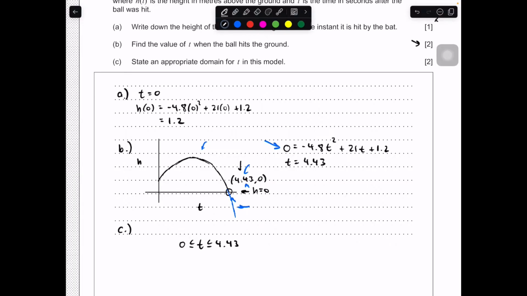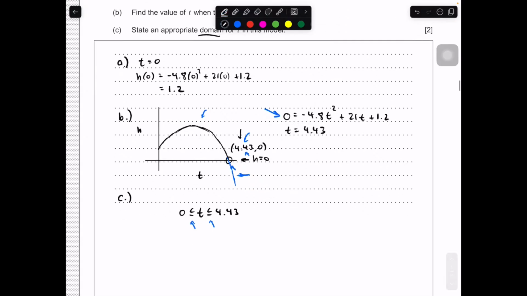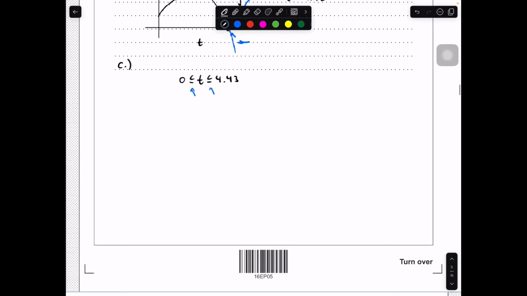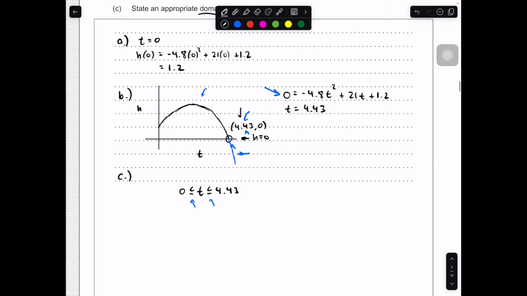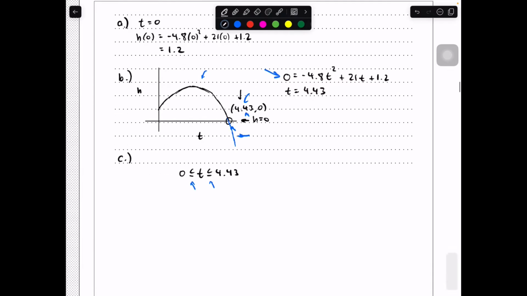4.43. And remember, for a domain for t, they're expecting this kind of inequality. So t is greater than or equal to 0, less than or equal to 4.43. All right. So just be mindful about the inequalities. They're expecting a range, a set of values, essentially.